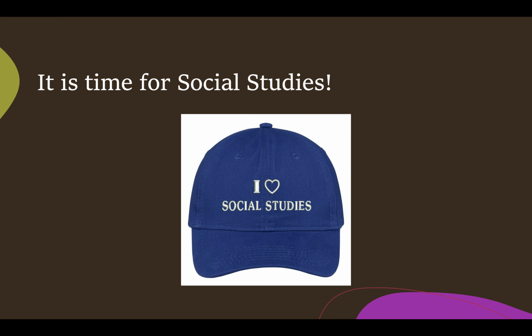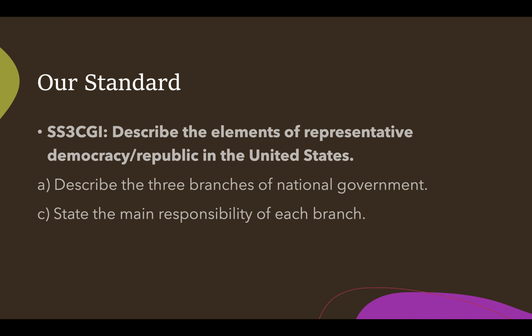So, we change out our wardrobe every day. So, today we're going to put on our social studies hats. So, our standard for the day is SS3CG1, and it says to describe the elements of representative democracy, republic in the United States. And we're going to focus on describing the three branches of national government and to state the main responsibility of each branch.